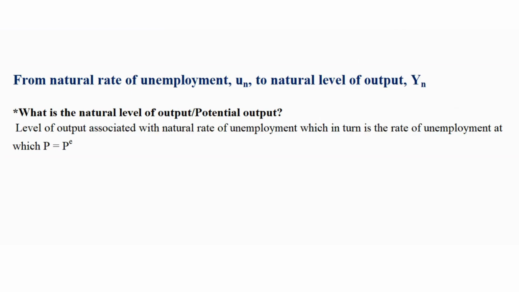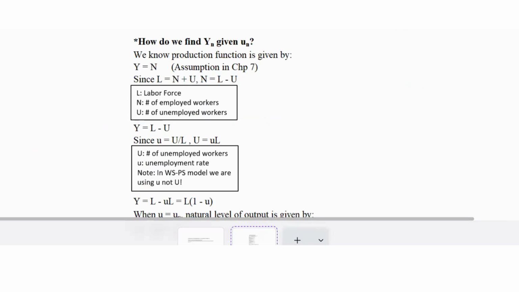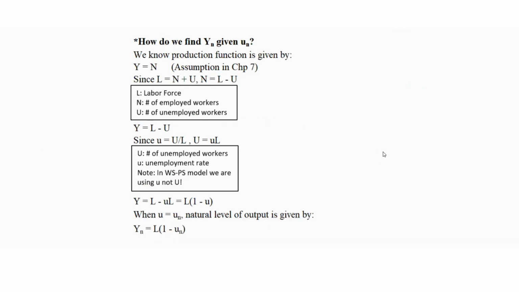So now let's look at how we find YN given UN. We know our production function is given by Y equals N. This is an assumption we made in chapter 7, the WS-PS model, where we assume that to produce one more unit of output, you need one more worker.